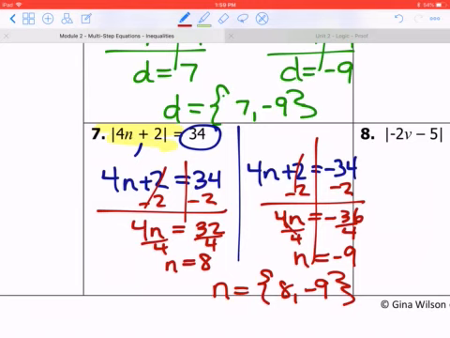Okay? So all of these, the first examples I did, your absolute value was already isolated. There was nothing else on the side with that one. Okay? So let's go to page 2 of notes so I can show you a little bit.